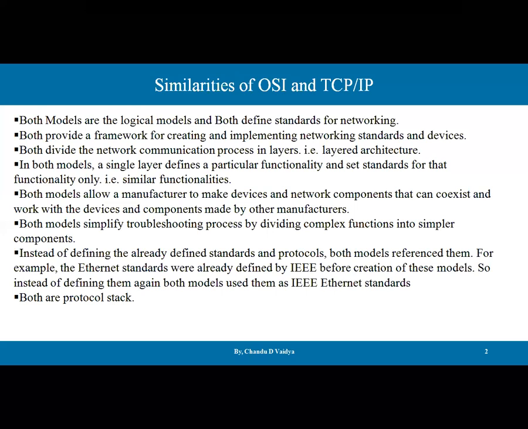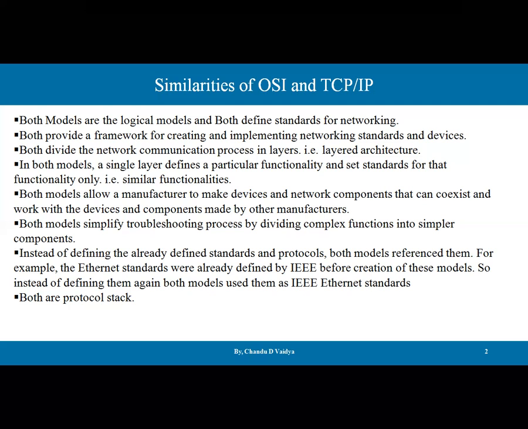Here, both the models are logical models, and both define the standard for networking. Second, both models provide a framework for creating and implementing networking standards and devices. Third, both divide the network communication process into layers. That is what we know, that both architectures are layered architectures. In both the models, a single layer defines particular functionalities and sets standards for those functionalities only. That is, similar functionalities. So every layer has its own different services.